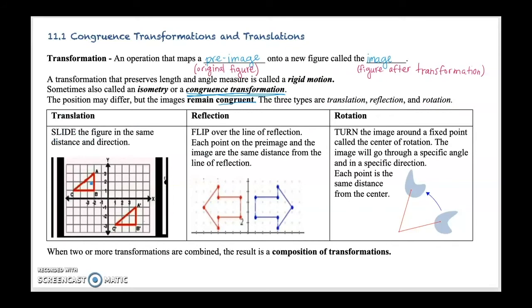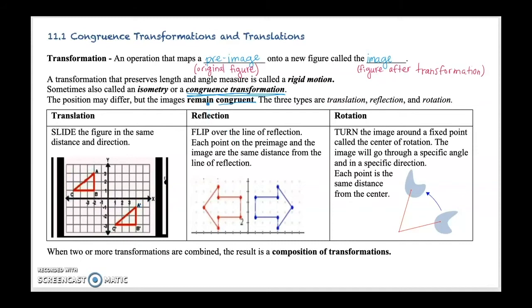Translation is where all you're doing is moving the figure in some direction. So it always moves each point the same distance and same direction, and that's where you get your new figure here. So this would be the pre-image, and this would be the image here. And we can tell by these little markings here, which we'll talk about later.